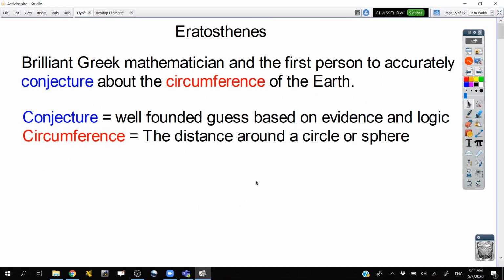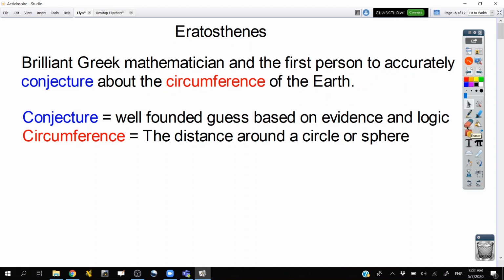So, good. Now that we know prime numbers, let's talk about Eratosthenes a second. He is one of my favorite mathematicians. He's a brilliant Greek mathematician, and the first person to accurately conjecture, like a conjecture is a well-founded guess based on evidence and logic, about the circumference of the Earth, or the distance around the Earth, and he was very, very close. It's pretty cool and interesting the way he did it.